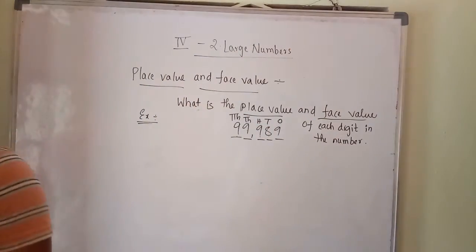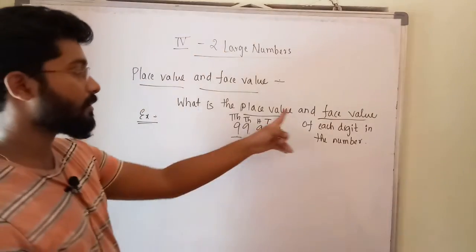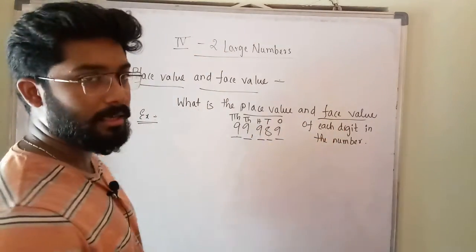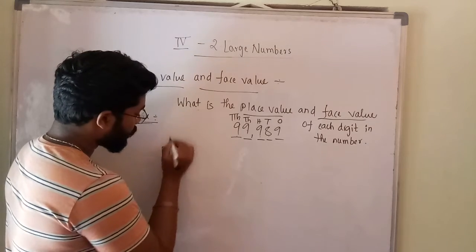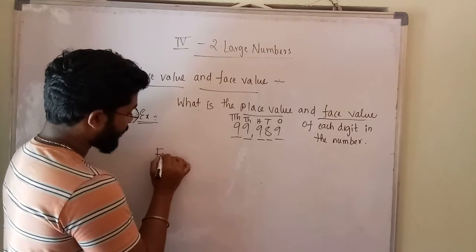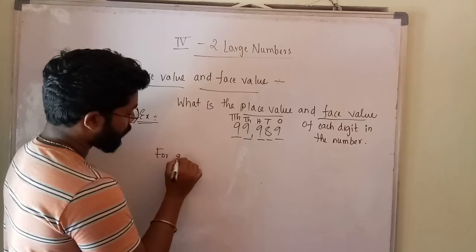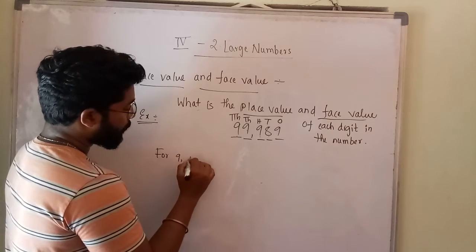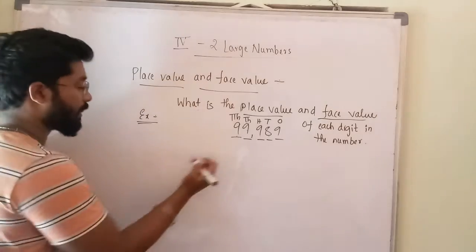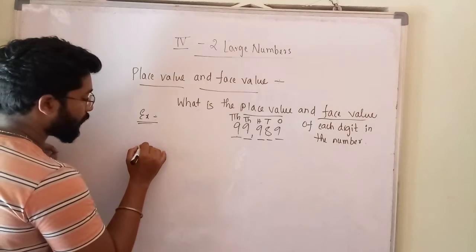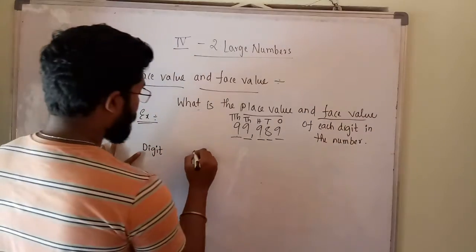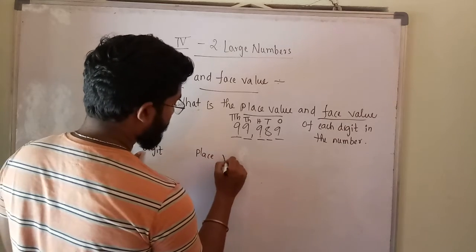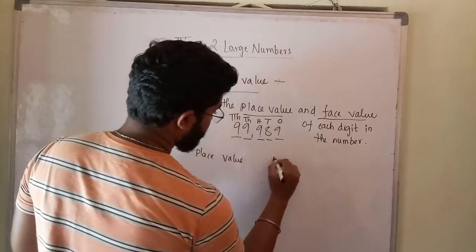So what is the place value and face value of each digit in the number? We have to find for everything. Let us see directly here. I will draw a table: Digit, place value, face value.